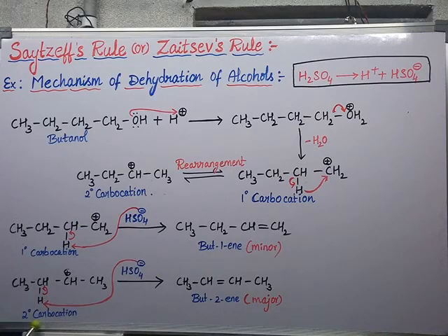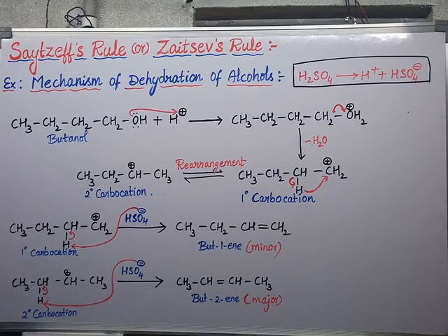Now let us see the secondary carbocation. I am taking the secondary carbocation again, and adding HSO4-. This HSO4- attracts a proton from this carbon, so I am shifting the bond upward. This carbon gets a negative charge, and the positive and negative charges form a new pi bond, that is a double bond. This HSO4- attracts the proton and comes out as H2SO4. This is the formation of but-2-ene from the secondary carbocation.